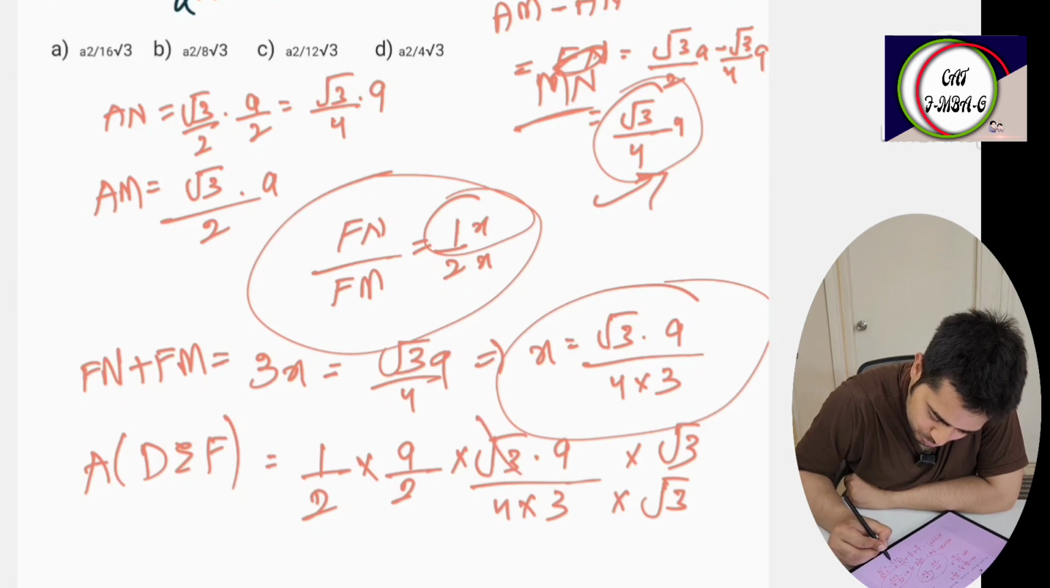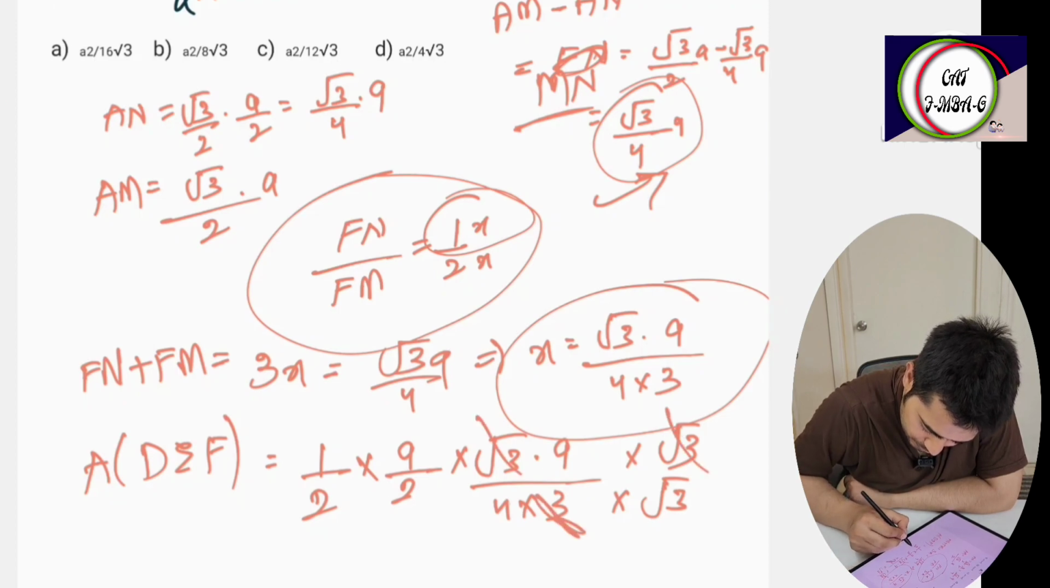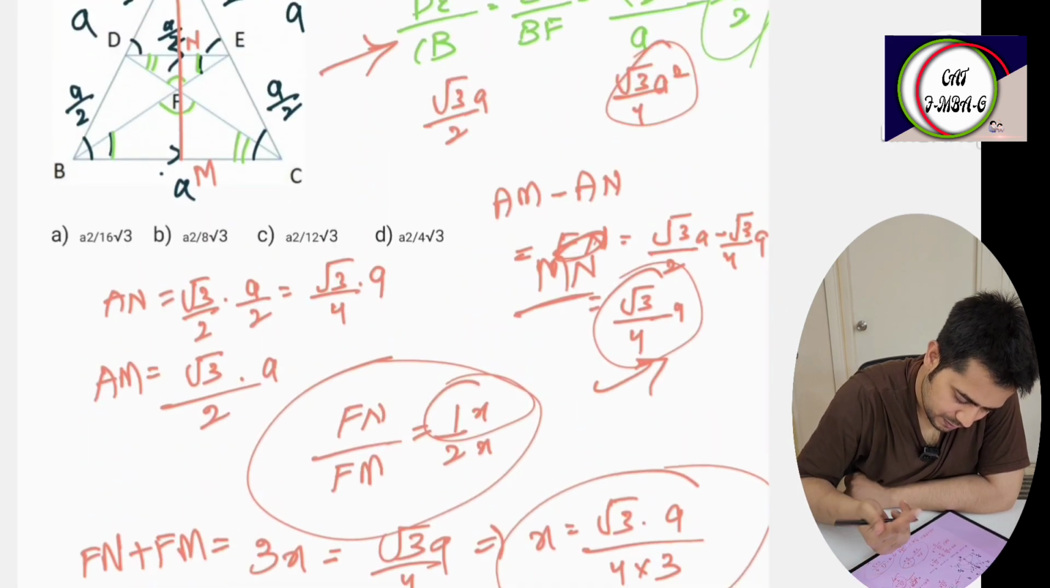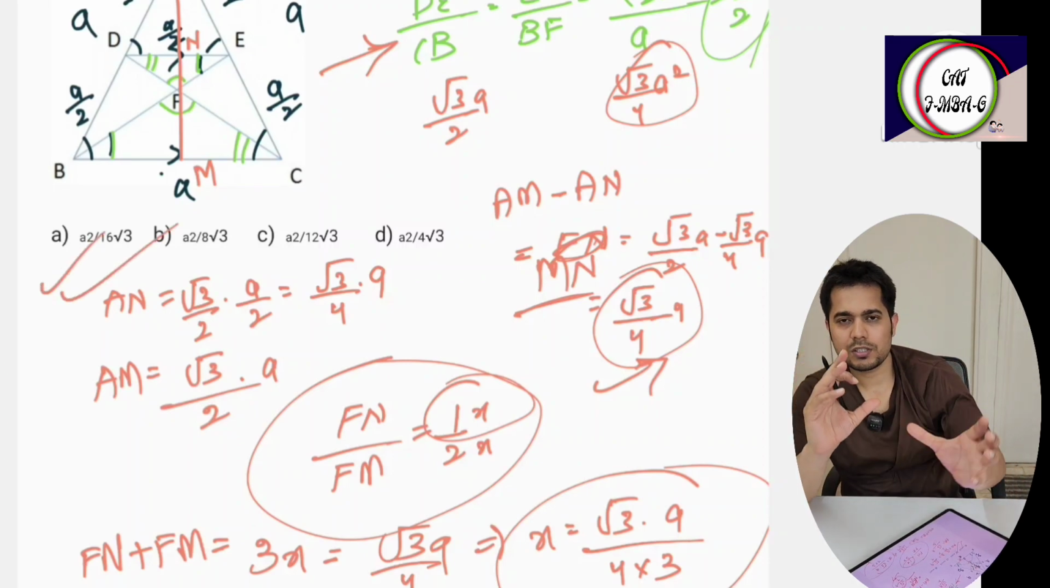So this becomes root 3 into root 3 into 3. Now 4 to 8, 8 to 16. So 8 square by 16 root 3. This should be the right answer. Yeah, option number A is the right answer.